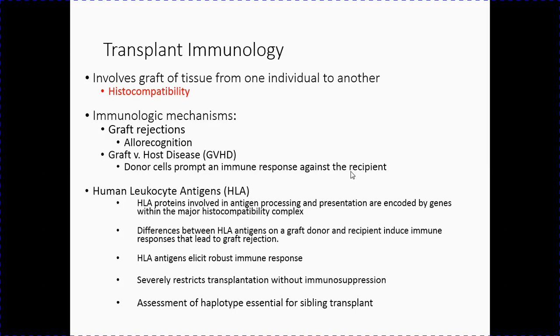And in evaluating these rejections, we're going to look at trying to minimize them. We do that by making an assessment of the compatibility of the donor tissue compared to the recipient. And that process is called histocompatibility testing. The process is assessing histocompatibility, the tissue compatibility between donor and recipient. And that all starts with HLA antigens and the MHC complexes.